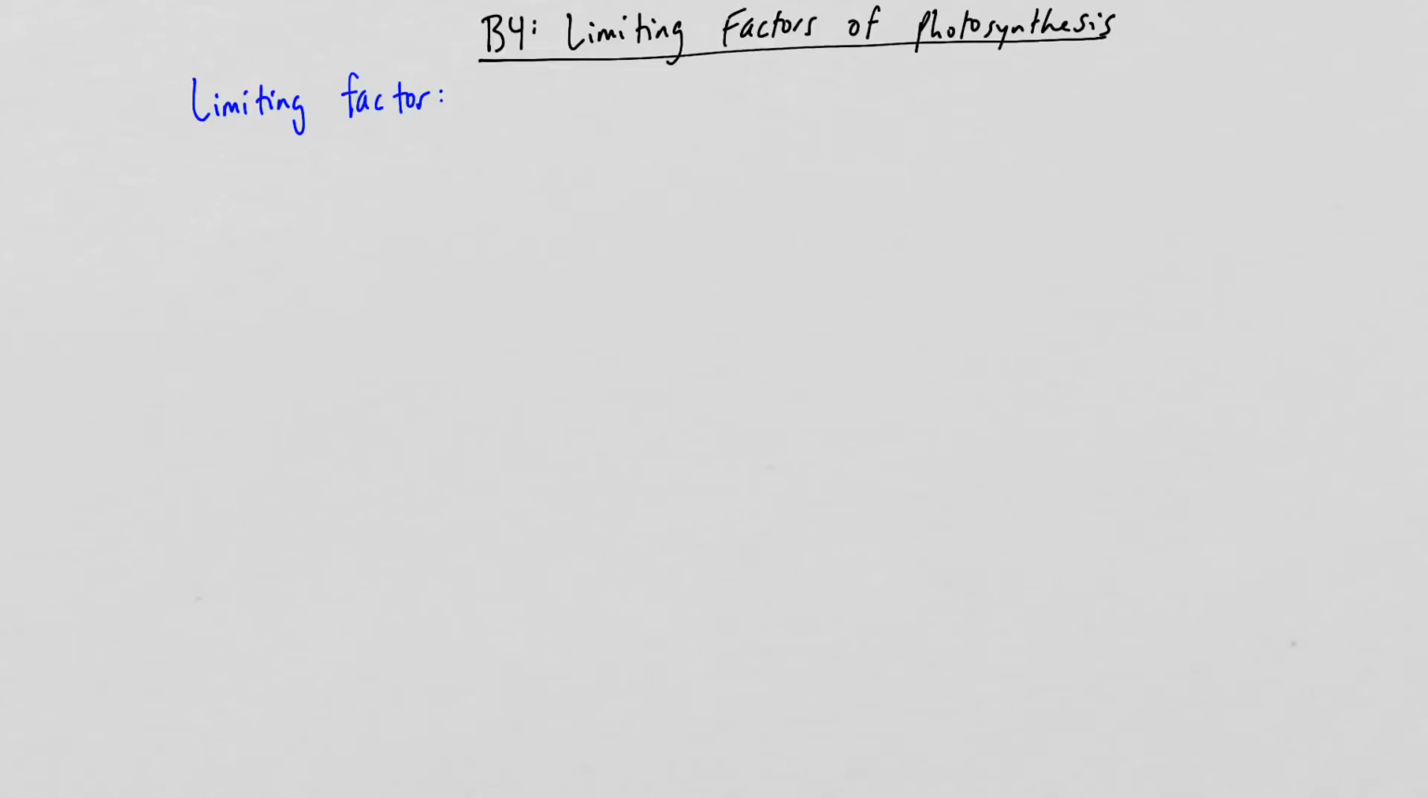Hello, this is a quick revision video on the limiting factors of photosynthesis. This content comes up in Unit B4. Let's first talk about what the word limiting factor means. The limiting factor is the factor that is stopping the reaction from happening at a faster rate.